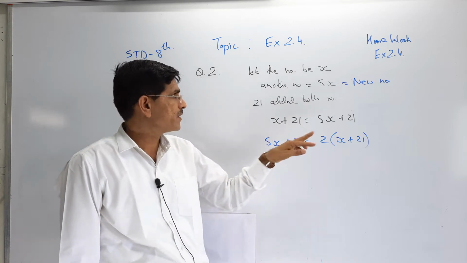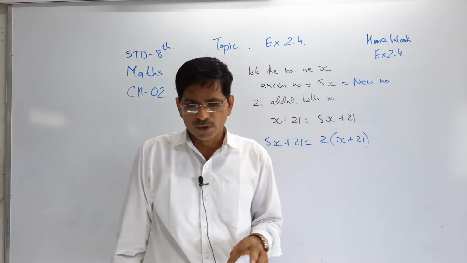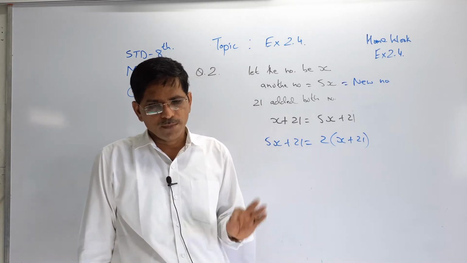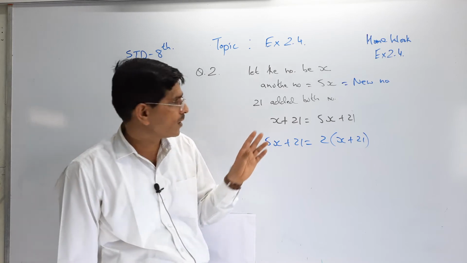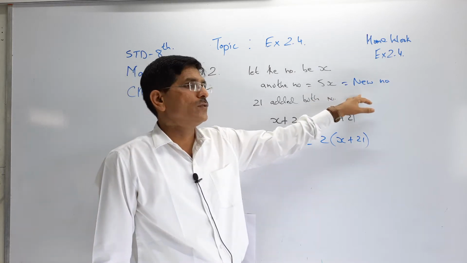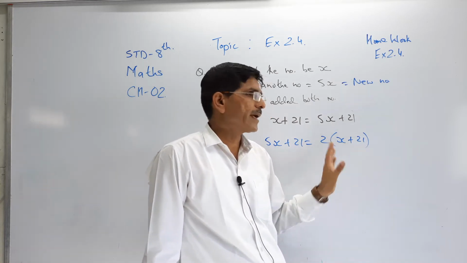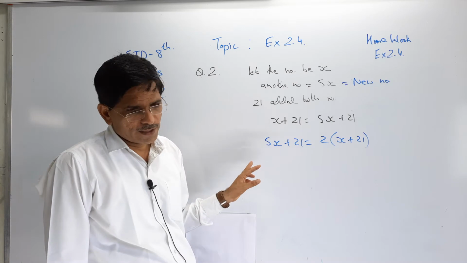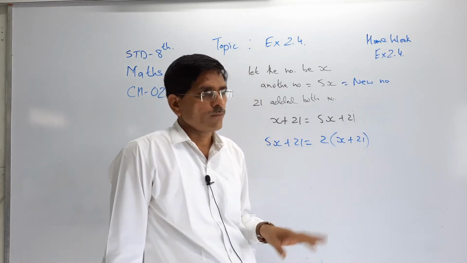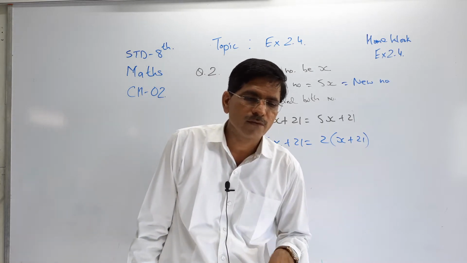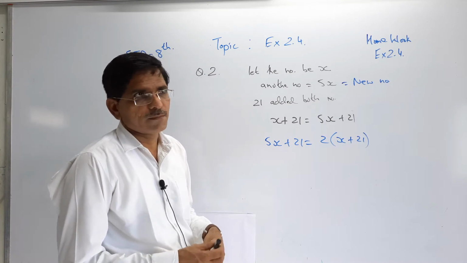So I have to add x plus 21 and 5x plus 21. Now the relation between these numbers, the statement, is that one of the new numbers becomes twice the other number. So 2 in bracket x plus 21. Now we have to simplify and we can get the number.